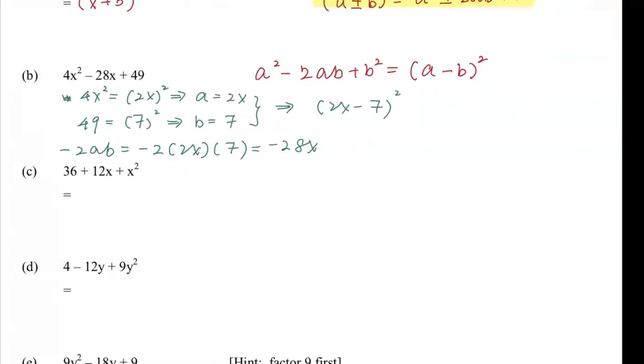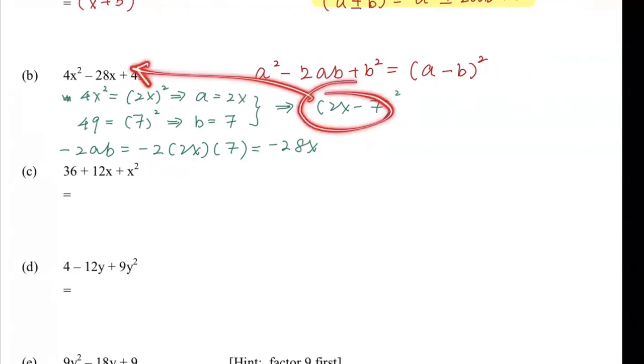Some people might think, is it really equal to (2x minus 7) squared? We can verify this, right? We can verify this by opening the brackets and seeing if it's the same as the original expression.